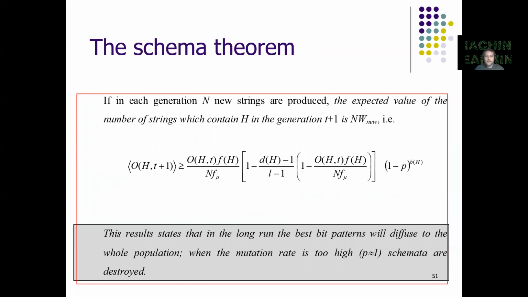It clearly explains the role of mutation. So if you use a mutation rate which is too high, probability goes to 1, then the schemata will be destroyed. Okay, so in line with the schema theorem, we guarantee convergence by using small values for the mutation rate. Okay, as I said at the beginning.